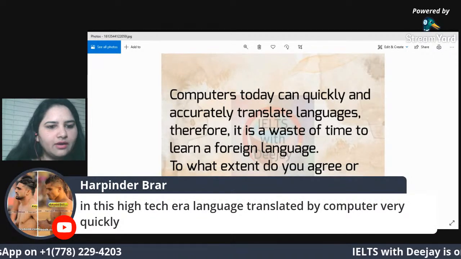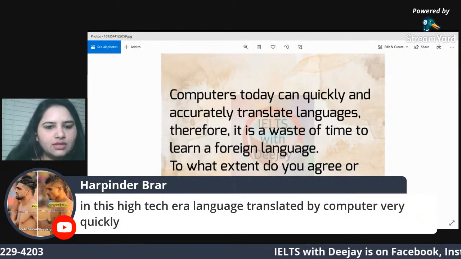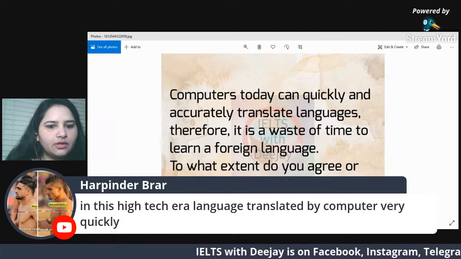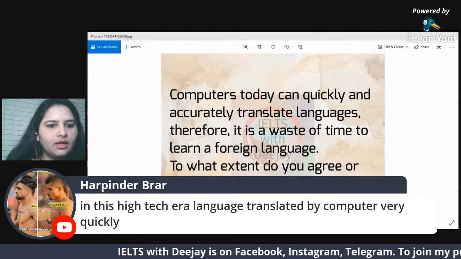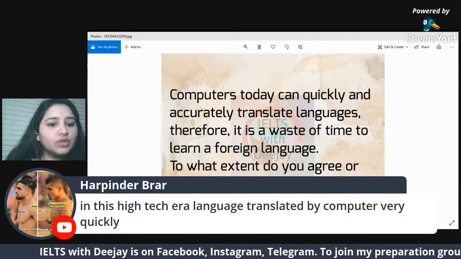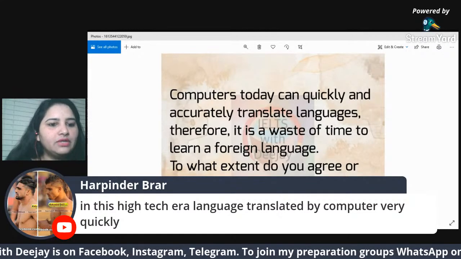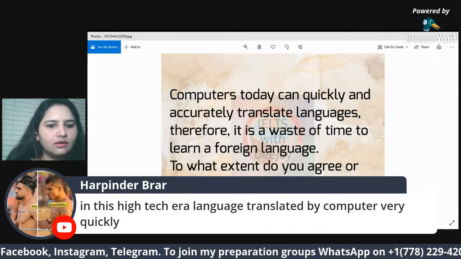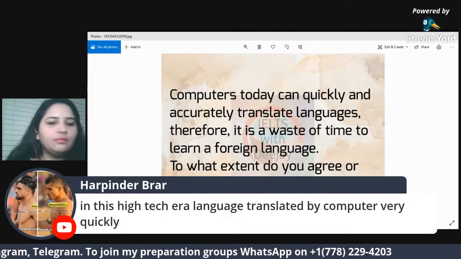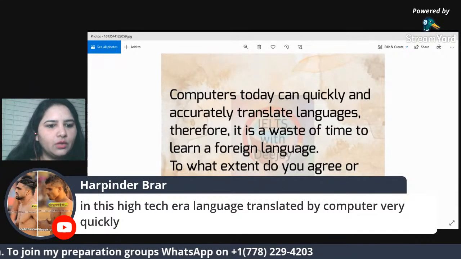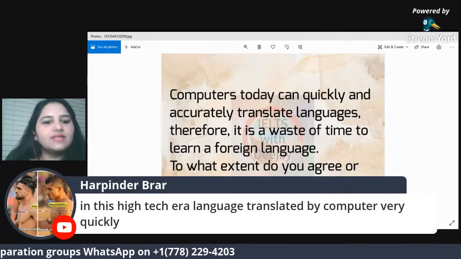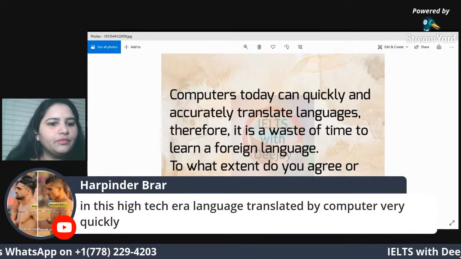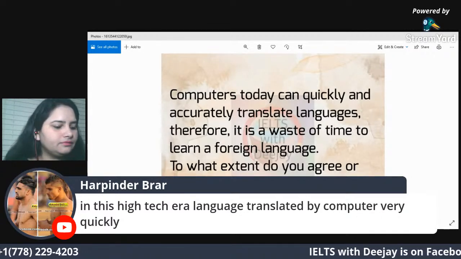In this high-tech era, language translated by computer very quickly. Language is, or languages are being translated. You will say here, languages are being translated by computers very quickly. And the second sentence also, therefore, you have to write that as one. Okay.